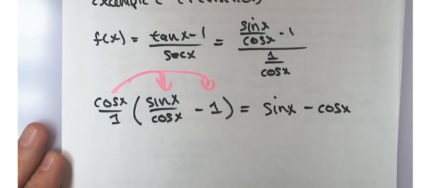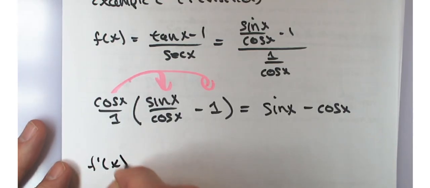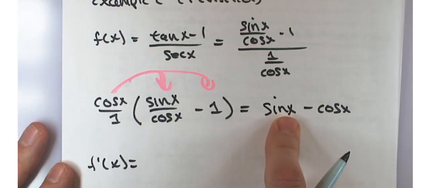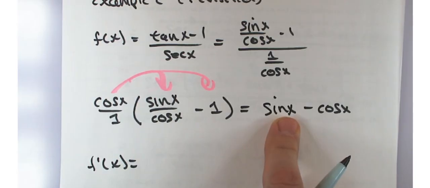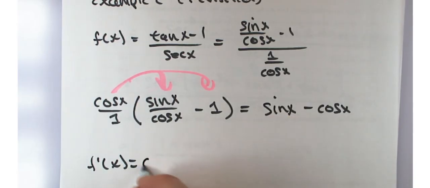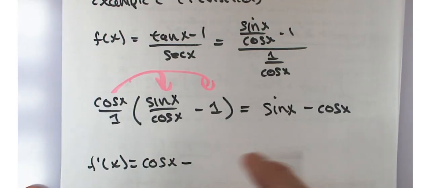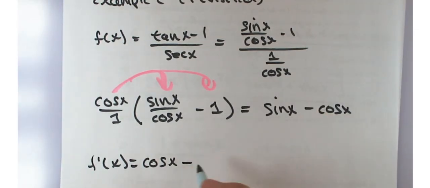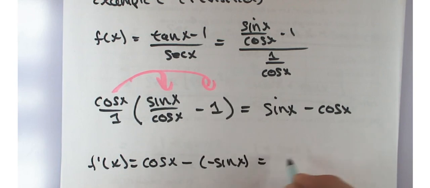Does it look a little easier to differentiate this? Yeah, a lot easier to differentiate this, right? All right, so let's take a look here. F prime of x, well, derivative of sine is, come on, fill it in, cosine of x, minus derivative of cosine. What's the derivative of cosine? Negative. Negative sine of x, or cosine of x plus sine of x.